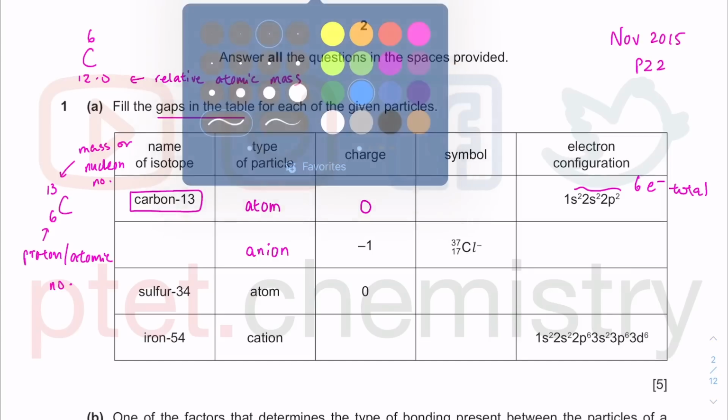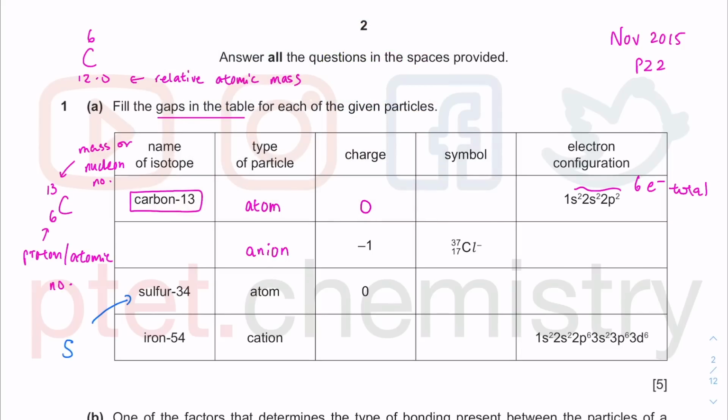Sulfur 34 is going to be sulfur, which is element number 16 in the periodic table, and I have 34 nucleons. The mass number is 34, and since I'm an atom, that means I must also have 16 electrons. So I'm just looking at the periodic table, and I'm just looking at sulfur. How do you go from hydrogen to sulfur?